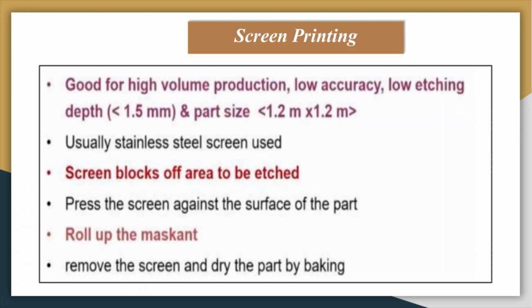Then we have to press the screen against the surface of the part and roll up the maskant. Now you have to remove the screen and dry the part by baking. The exposed, or we can say unmasked, area is the one from which material is to be etched. So this is about screen printing.